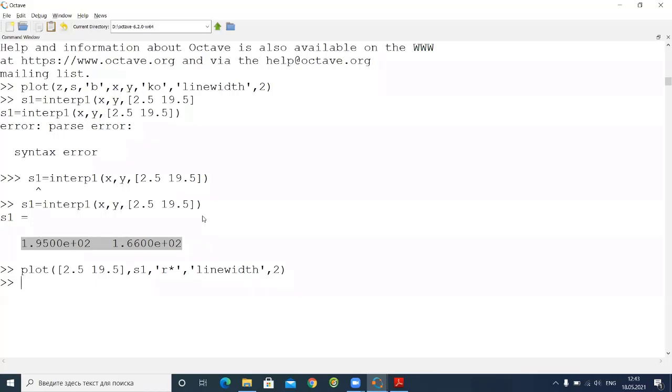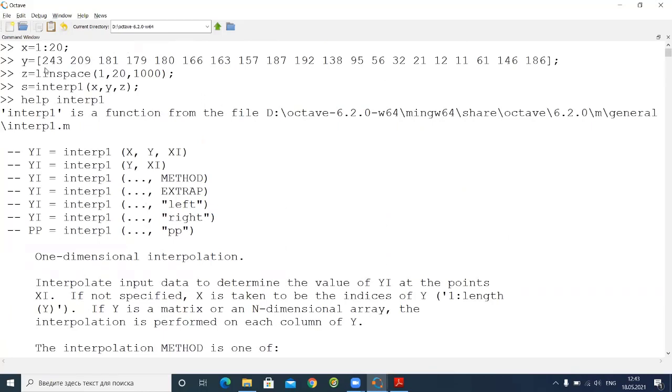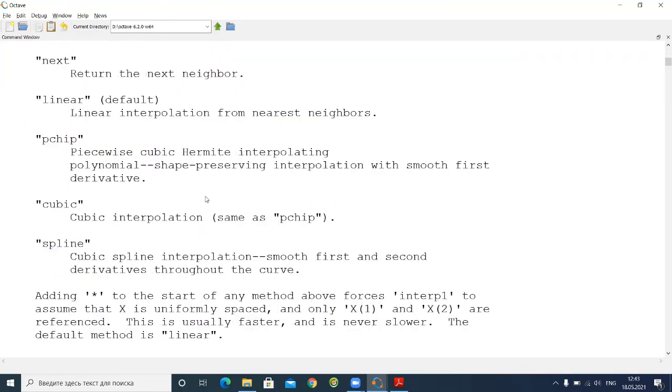Can you please come back to the beginning of the code? I mean, when x is equal to 1, that would be up to 20. Just a second. Thank you. That's all. Okay. So let's continue.